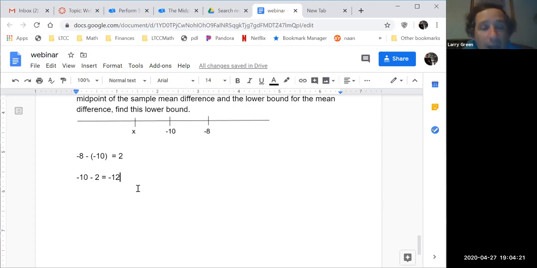I'm not going to get into why you care that much, but this happens in a big way in chapter 10 in the statistics class, which you'll get to. So -12 is the answer to this. And that should feel right because -10 is right in between -12 and -8. Any questions at all on this example?